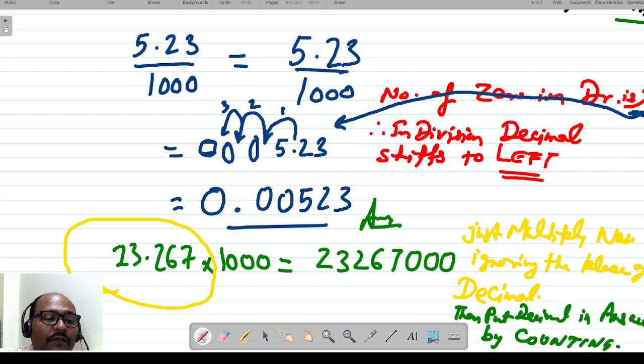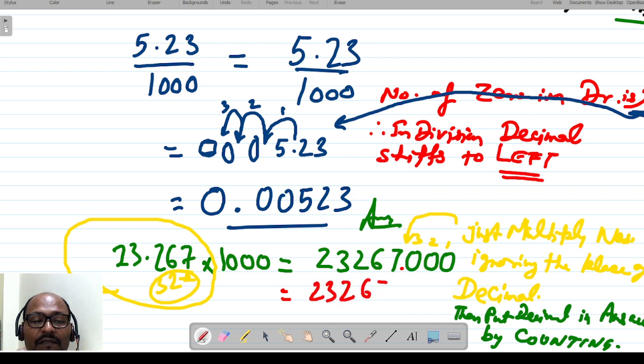It is just after, from the right you can count 1, 2, 3. So you counted 3. So in the decimal you will take 1, 2, 3, and then you put the decimal over here. So what is the number after putting the decimal? The answer will be 23.267, and this is your answer, right?